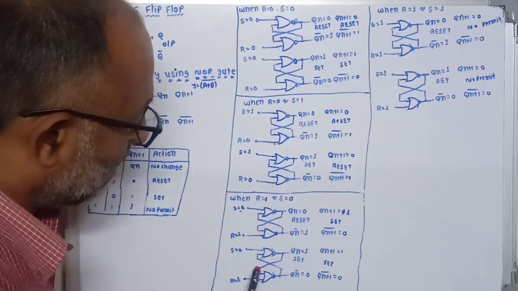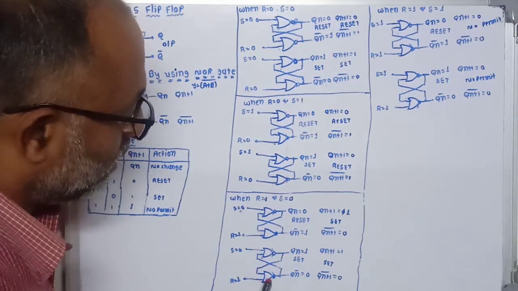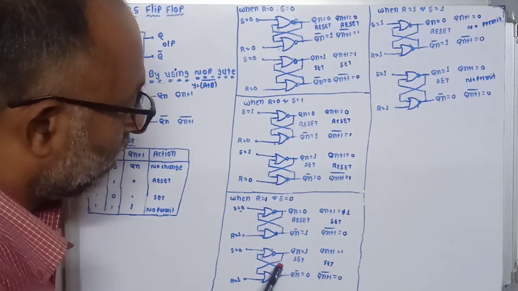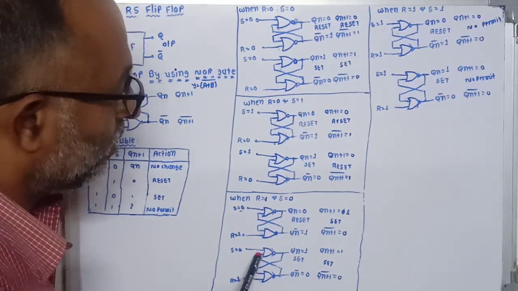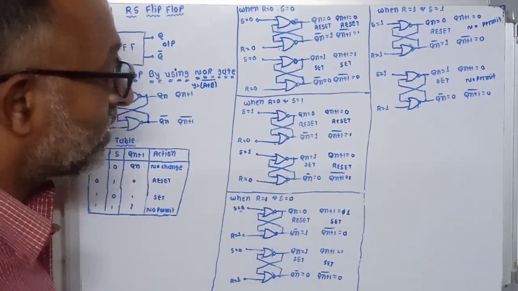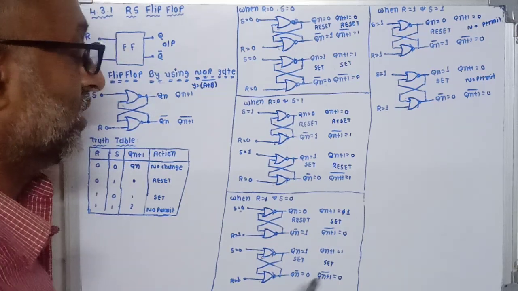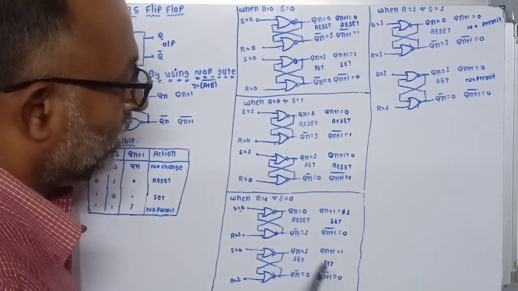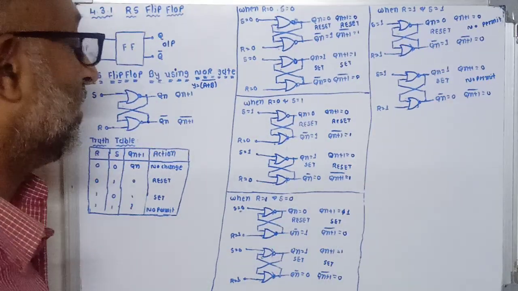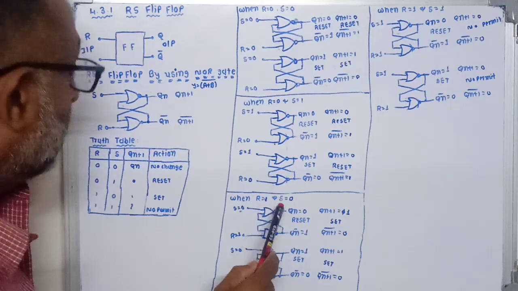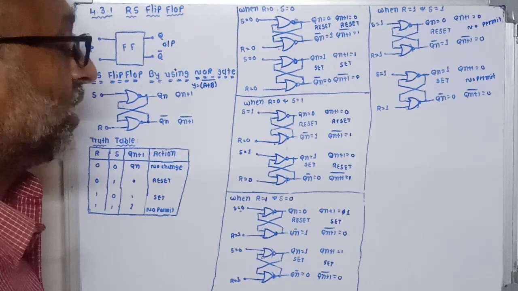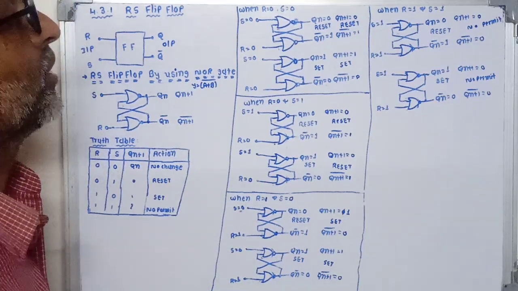Now this 1 is available here, 1 plus 1 is 1, inverted 0. So Qn+1 bar is equal to 0. Now this 0 is again available here, 0 plus 0 is 0, and inverted 1. And the flip-flop comes into steady state condition. So our flip-flop still remains in set condition. So from this we can say that when R is equal to 1 and S is equal to 0, our flip-flop remains or moves in set condition.